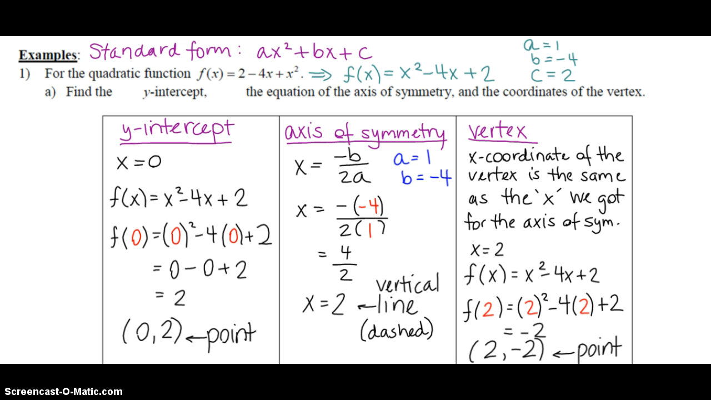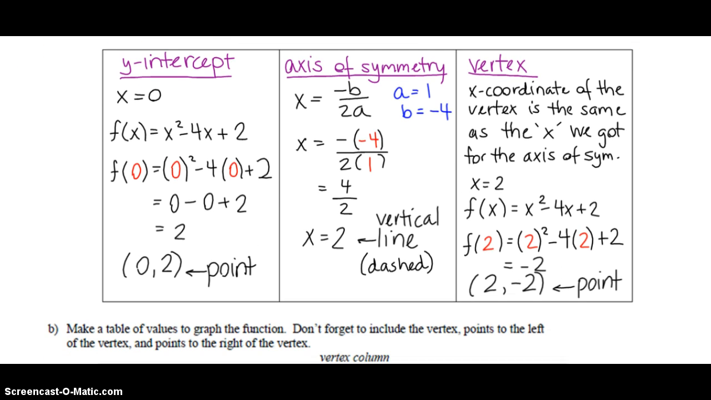Now let's try finding the vertex. Okay, so remember that when we find the vertex, we're going to use the same x that we got for the axis of symmetry. Plug that into the f of x, the function, so that we can get the y. And we end up getting the vertex, which is a point. And we have to show, not just the x, but the y. We have to show the coordinates of the vertex.